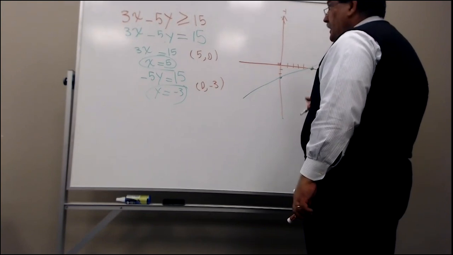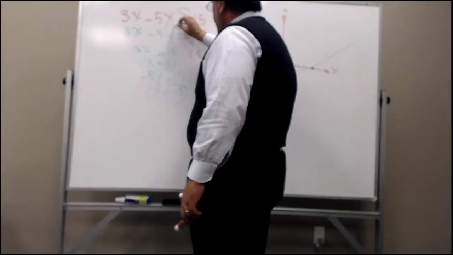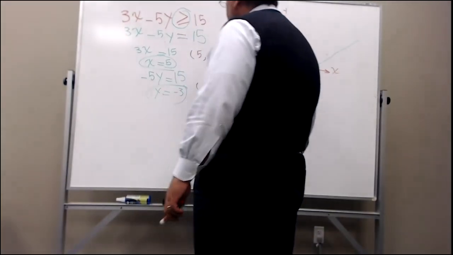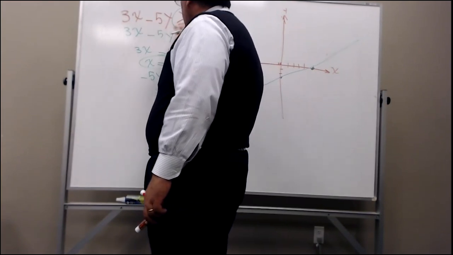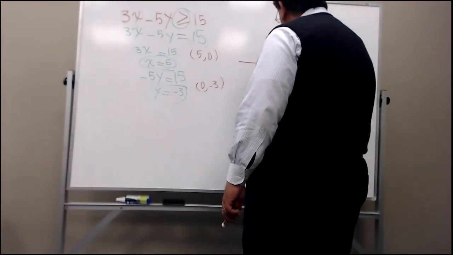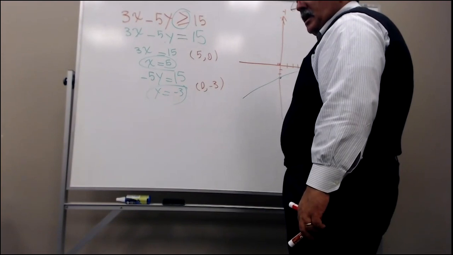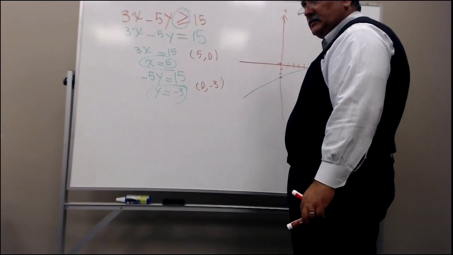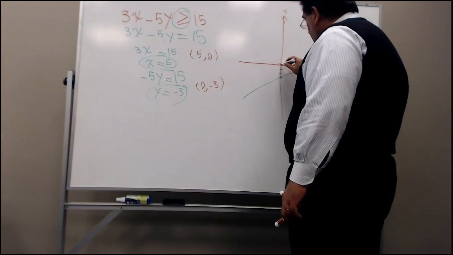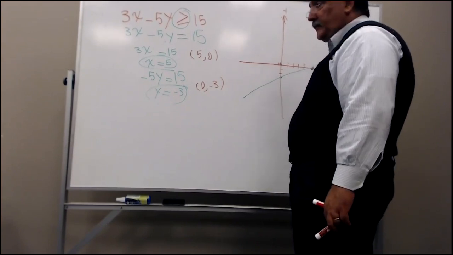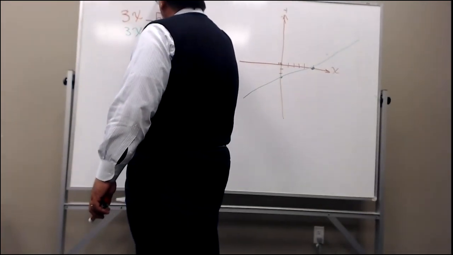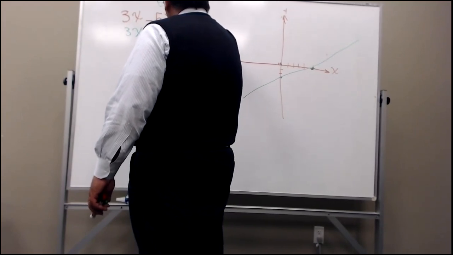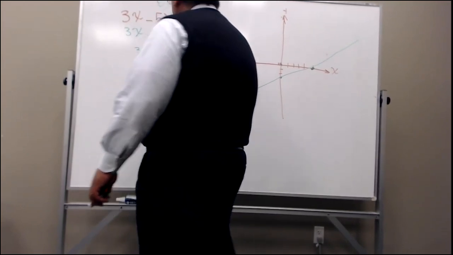Now, remember this was an inequality. So we want all the points that make this expression greater than or equal to 15 true. I need to know which side. Am I talking about here or am I talking about here? I pick a test point. I make a test. If I pick the easiest one, the reference 0, 0, if x is 0 and y is 0, I end up with 0 here. I'm saying 0 is greater than or equal to 15, which is not true.